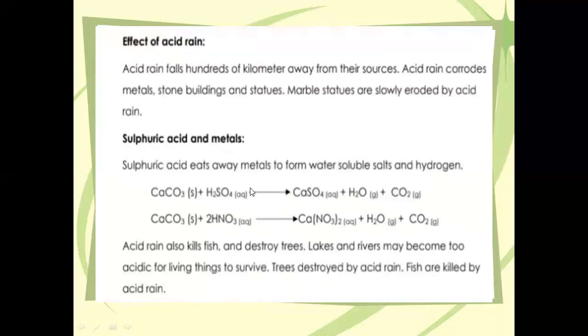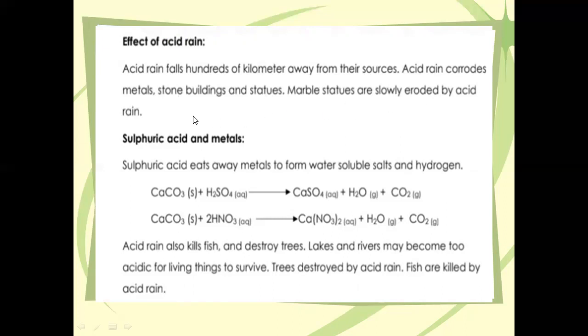What are the effects of acid rain? If the rain is acidic, then this acidic rain is very harmful. The acid rain falls hundreds of kilometers away from its sources, because in the industrial areas these gases are produced, and then they move to other areas hundreds of kilometers away. And then acid rain corrodes metals, stone buildings, and statues. Marble statues are slowly eroded by acid rain.